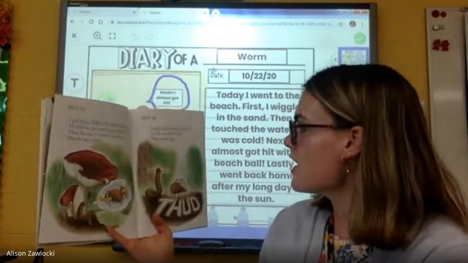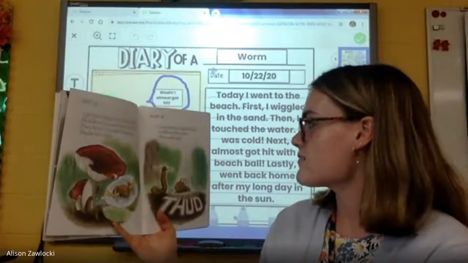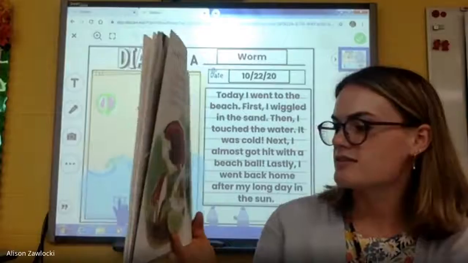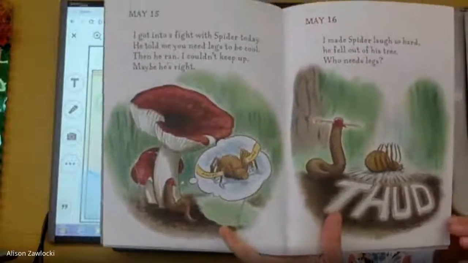I made Spider laugh so hard. May 16th. I made Spider laugh so hard he fell out of his tree. Who needs legs? He fell out of his tree. Thud.